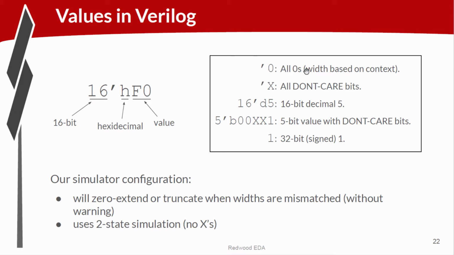If you just do tick 0, that's requesting that the compiler determine how many bits are needed for that value. There's also don't care values. So in most simulators, there is support for don't care values, which are neither 0 nor 1. The value is not known. And this can be useful in a lot of scenarios.